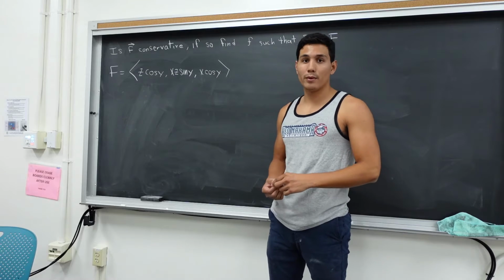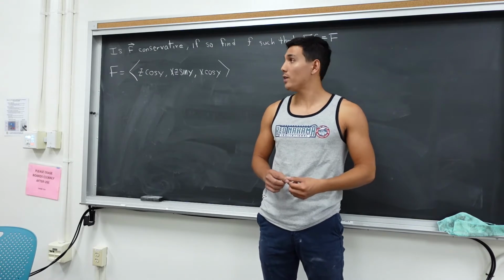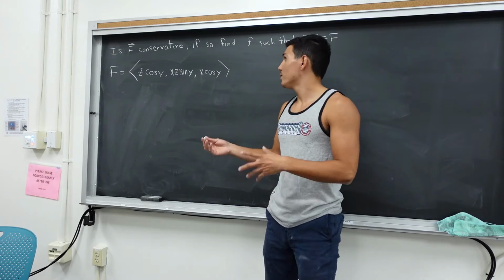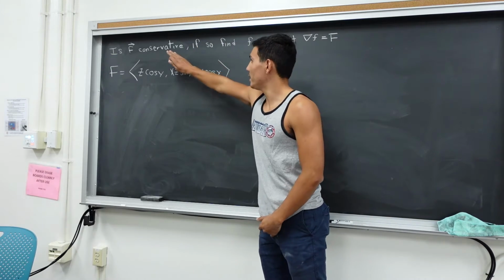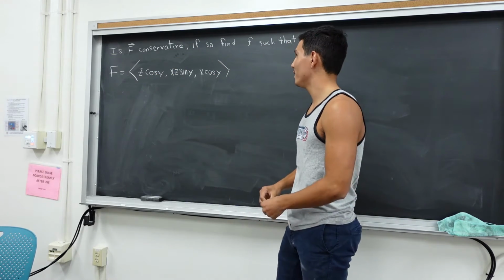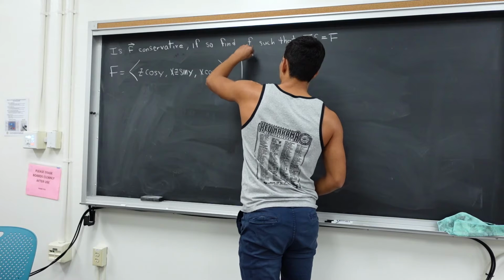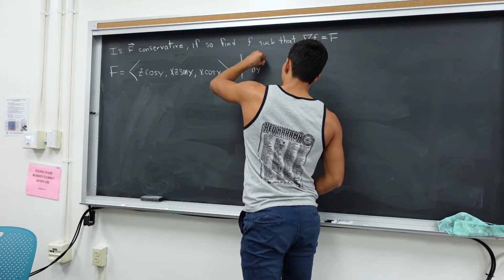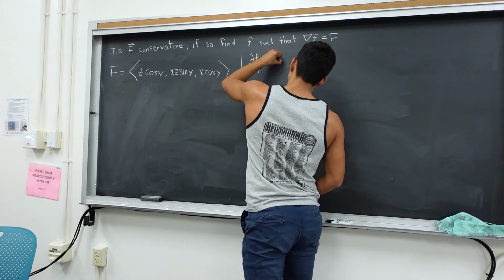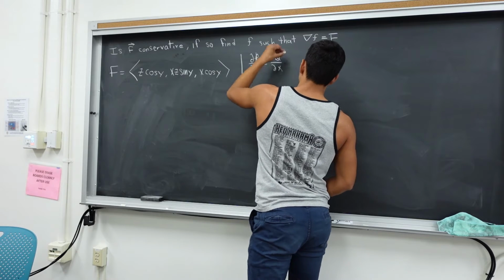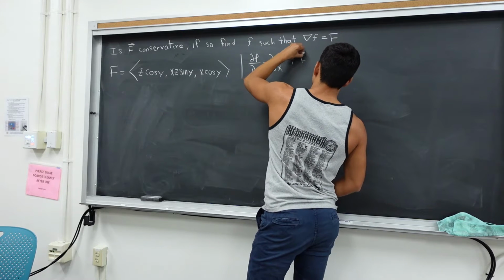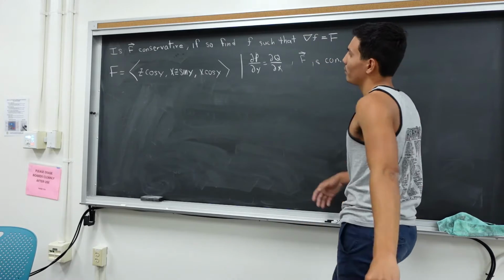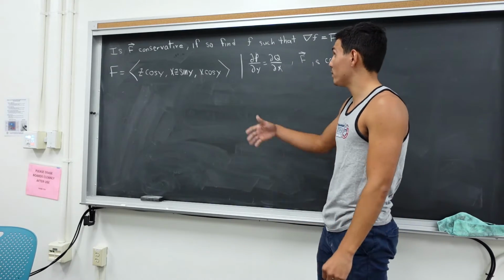Okay, so what we want to do is we specifically want to use curl and stuff like that to find if this field is conservative, right? What we've been doing is checking if dP/dy equals dQ/dx. If that's true, then we say F is conservative, right? That's what we've been doing so far. But we want to use a different tool. We want to use a better tool.